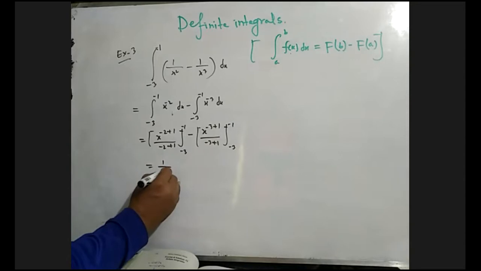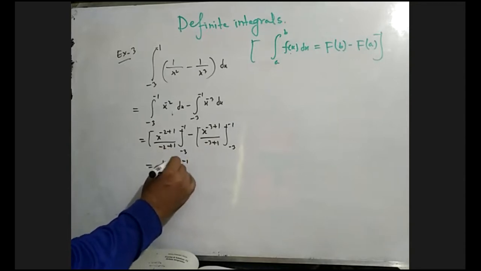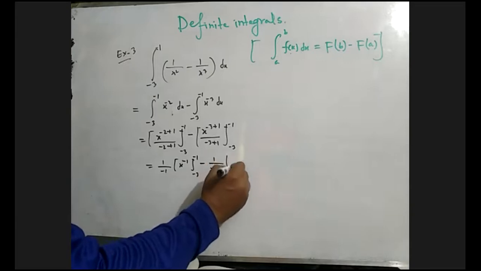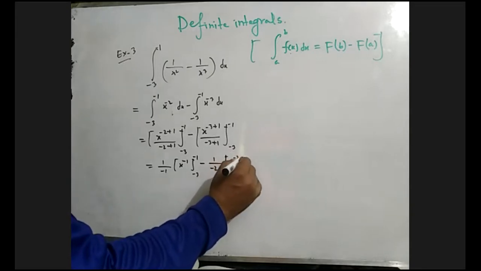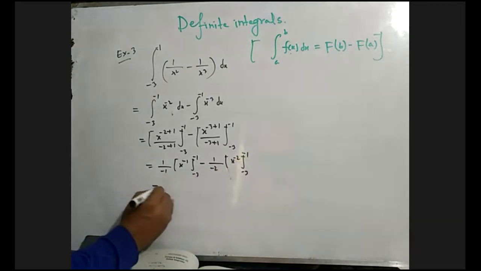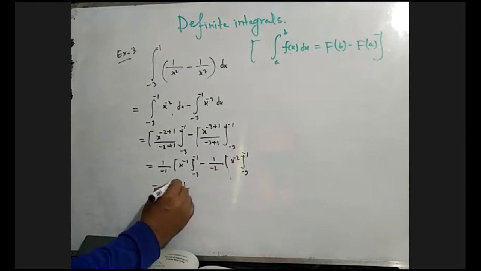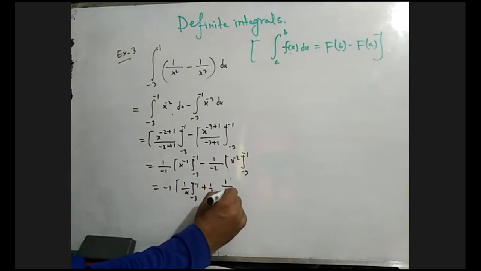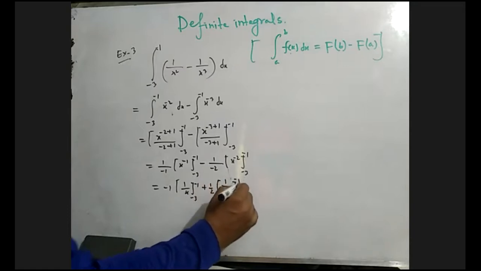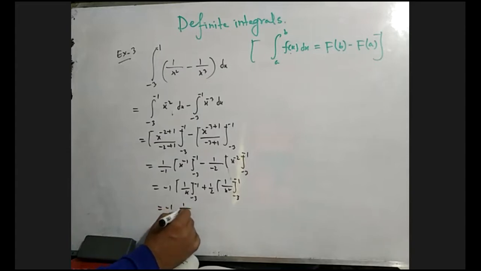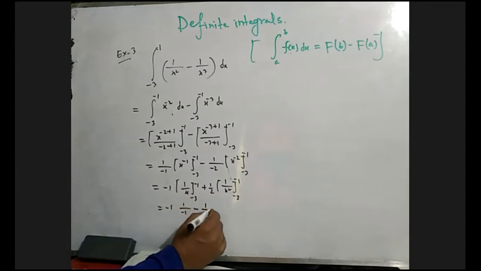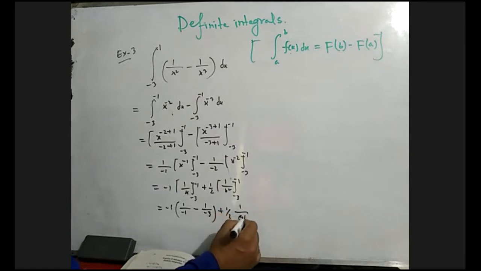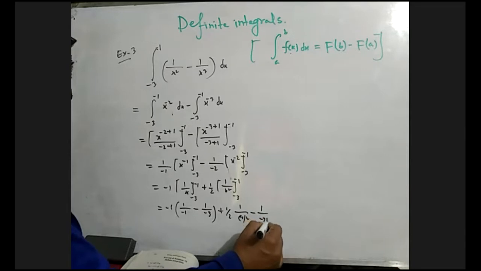So there we get minus 1. So x to the power minus 1, minus 3 minus 1, x to the power minus 2, minus 3 minus 1. 1 by x, minus 3 minus 1, 1 by x square, minus 3 minus 1. 1 by minus 1, putting upper limit, then minus, putting lower limit, plus half, putting upper limit, minus 1 square minus minus 3 square.